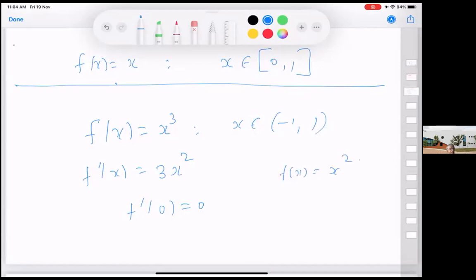If instead of x cube, we had taken x square, then of course at x equal to 0 we have a minimum. And then at x equal to 0 for the g, it is a maximum. So now in one shot we have examples of these functions defined on an open interval. The point 0 is an internal point, so it's not a problem of the endpoints.